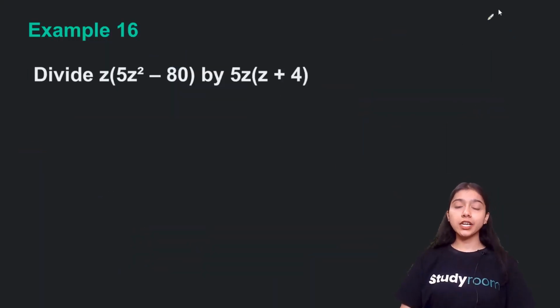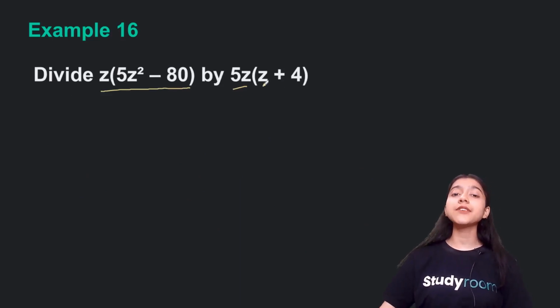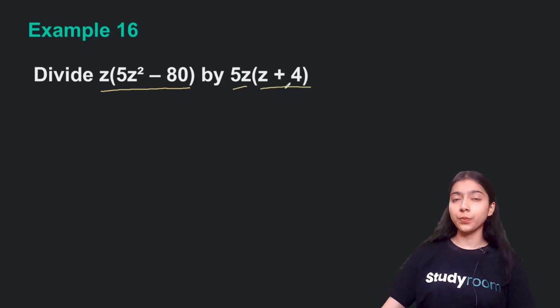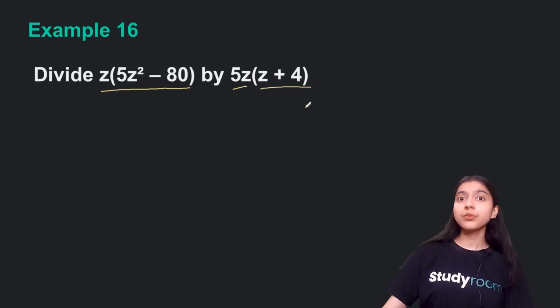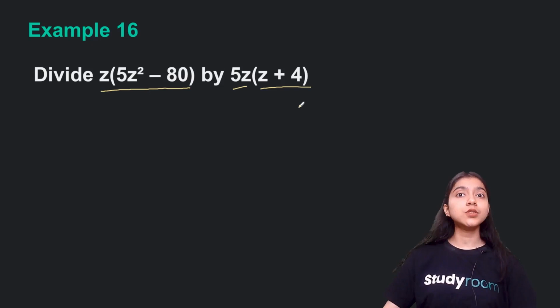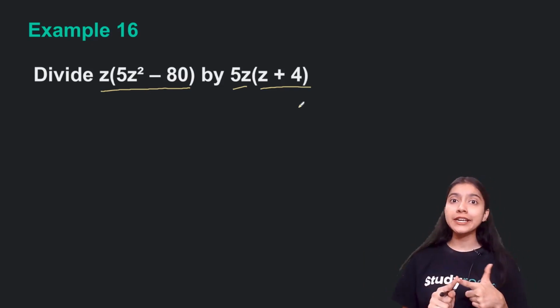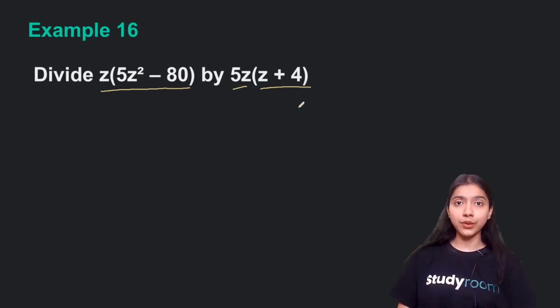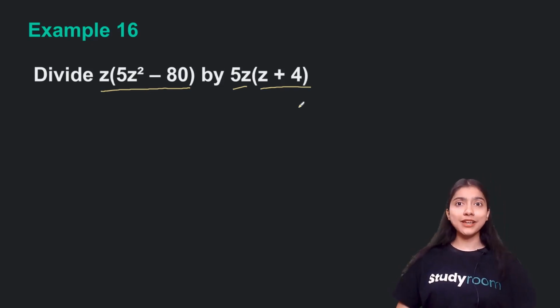Now we have another problem, that is z multiplied with 5z square minus 80, and we have to divide this with 5z whole multiplied with z plus 4. I'll be teaching you a different and unique method of solving this problem, and in this problem you will be using all the previous concepts that I taught, that is the common factor method and the concept of identities. You can of course divide it with the long division method by first opening the brackets and then solving it. But this method is an interesting one.